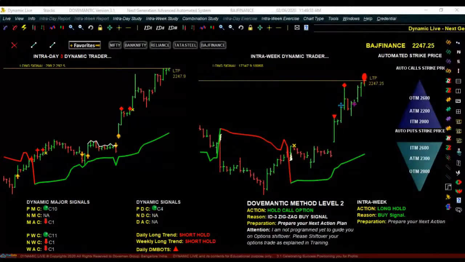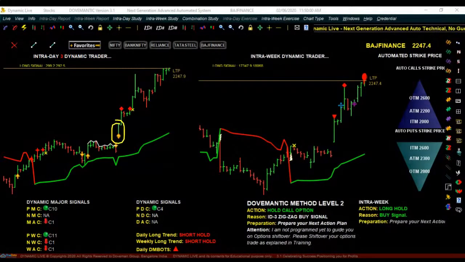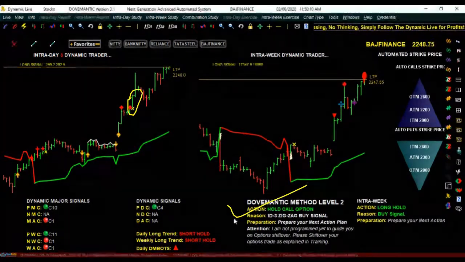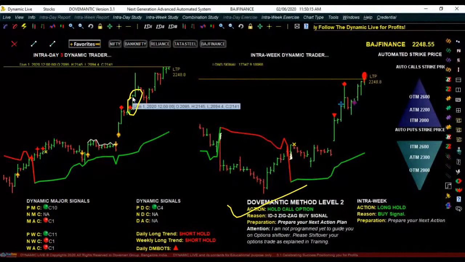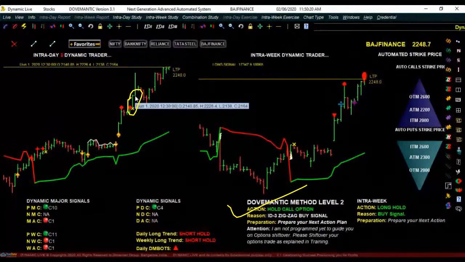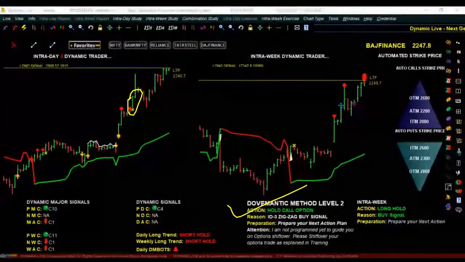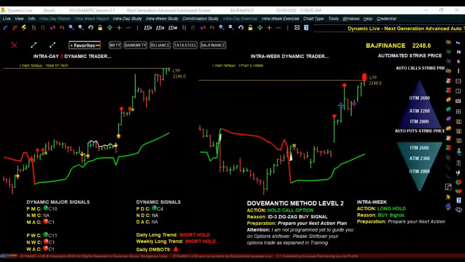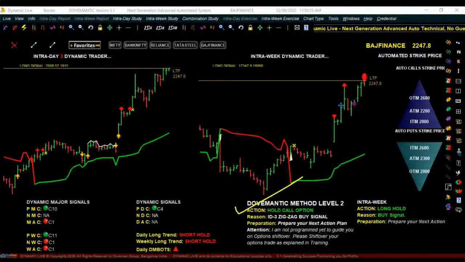So this is the case of Bajaj Finance. You can see here yesterday at this point in time it had given us an entry. It told us to buy a call option. After it told us to buy a call option, a zigzag symbol appeared on top. So it immediately made us exit. Once again a zigzag breakout appeared, so it again made us buy a call option. So it was on 1st of June at around 12 o'clock in the afternoon. So you could have bought it at 2140.85, and from there now it is trading at 2248, and it is still telling us to hold call option, literally close to 108 points profit in this particular trade.